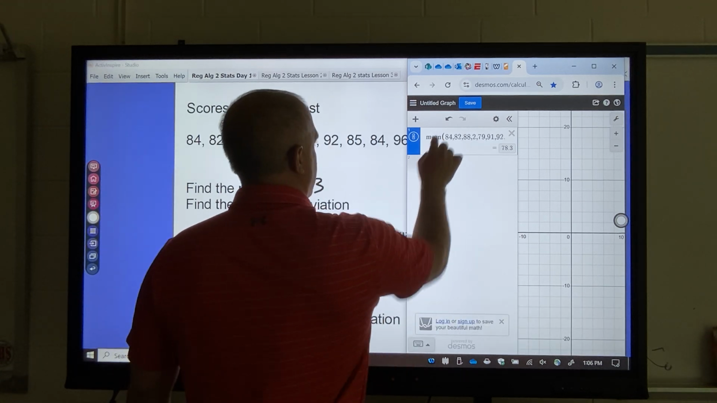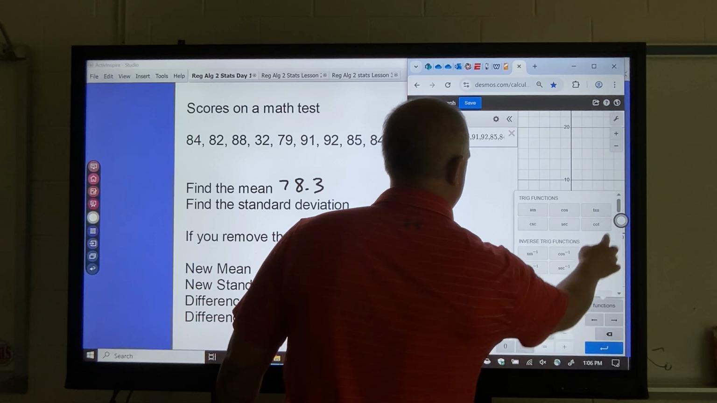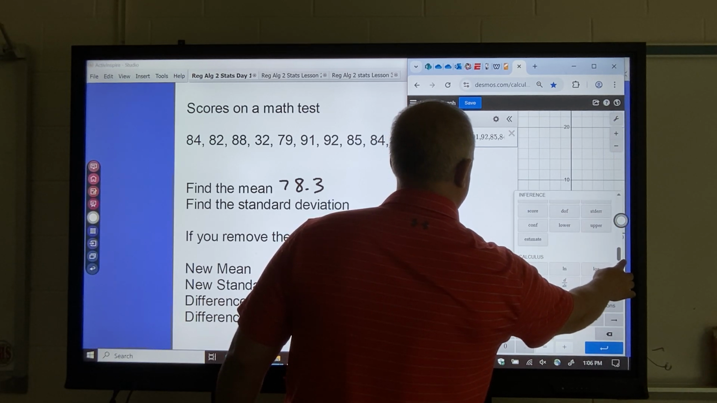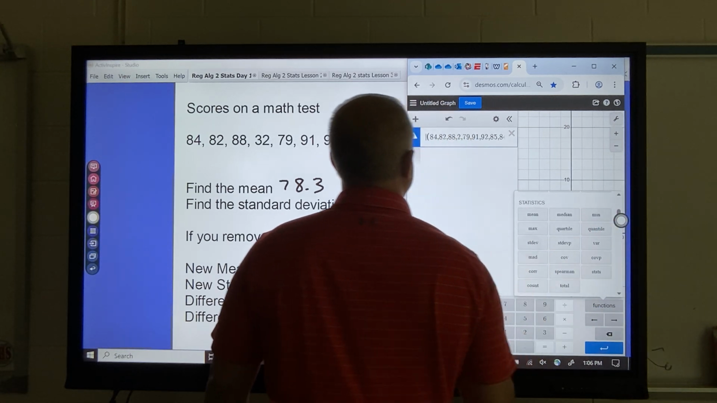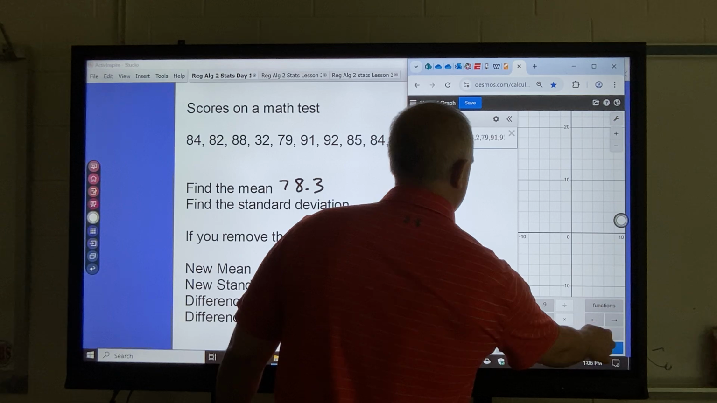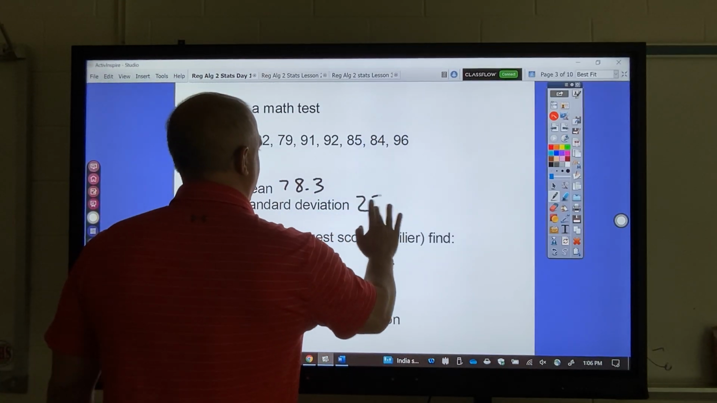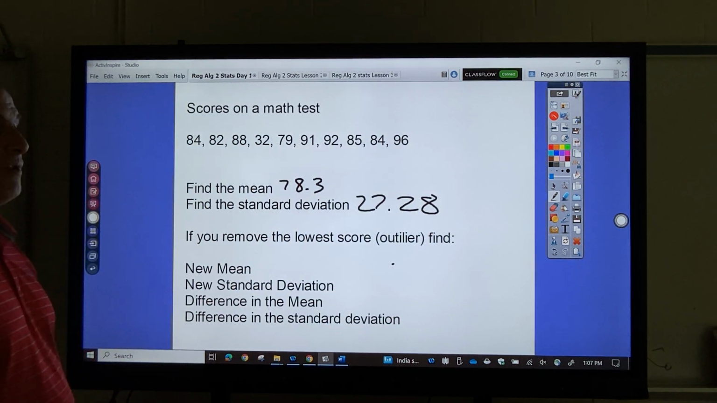And then the standard deviation. I'm going to click down here, then click over. Let's go ahead and delete that. Functions. Standard deviation. 27.28. Now, that's pretty high, and here's why. If you look at that 32, that's the reason.